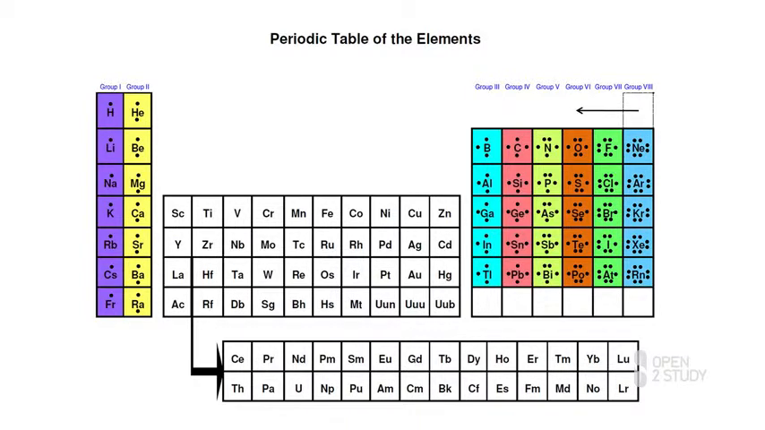So again, it's very easy to immediately tell how many valence electrons any of these coloured elements have just by looking at the group number that they're in. So far so good?